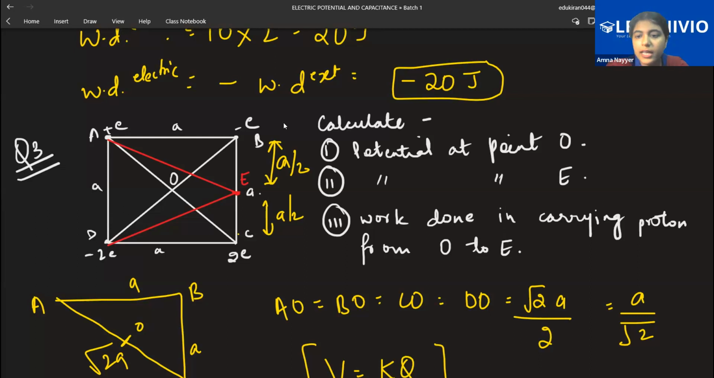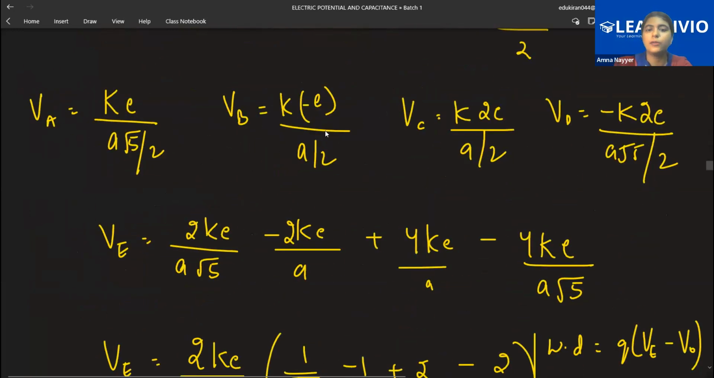Yes, ma'am. Okay. Sufyan, you tell me for the point minus 2E. This point, D point. Sufyan. Minus 2KE divided by A root 5 by 2. Very good. So you have understood now. So these are all the potentials.